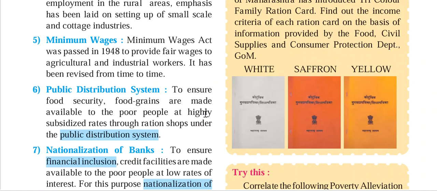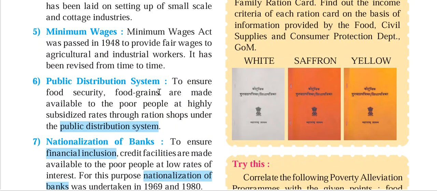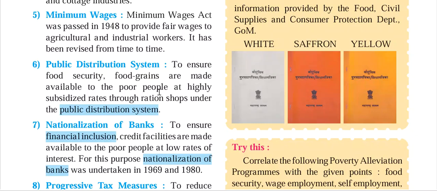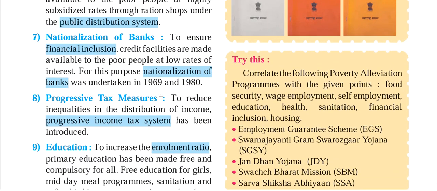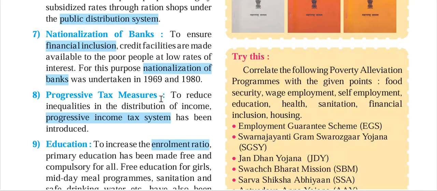Sixth point, we have the public distribution system. Under PDS, poor families get food grains at subsidized prices through ration cards. You can see here three ration cards are shown in this block: white, saffron, yellow. Next, we have nationalization of banks. Banks were nationalized to provide loans and banking facilities to poor people at affordable rates. Eighth, we have progressive tax measures. To reduce inequalities in the distribution of income, a progressive income tax system has been introduced.